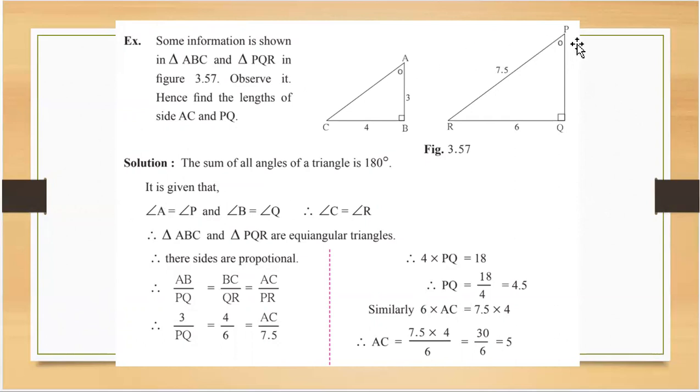यहाँ पे भी circle है, यहाँ पे भी circle है. And we also know angle B is equal to angle Q because B is 90 degree, Q is 90 degree. So when two angles are equal, automatically third angle also becomes equal. So therefore, angle C becomes equal to angle R. So once angles are equal, therefore triangle ABC and triangle PQR are equiangular triangles because all the angles are equal. So when angles are equal, that means what? The sides of both the triangles should be in proportion. Okay, so we are going to take the proportion of all the sides.